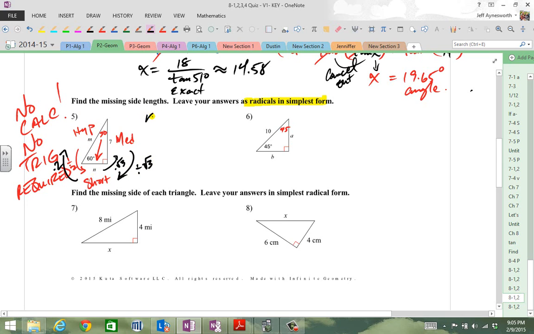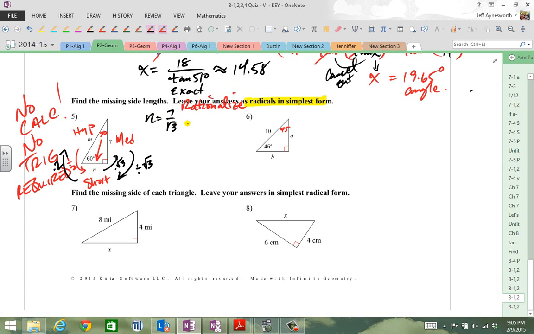So n here is 7 divided by rad 3. That's all it is. But you got to rationalize it. Everybody say rationalize. Okay, I talked about that in class. I asked you guys to write that down and let's practice that. Now, in red, watch this. I'm going to rationalize it.